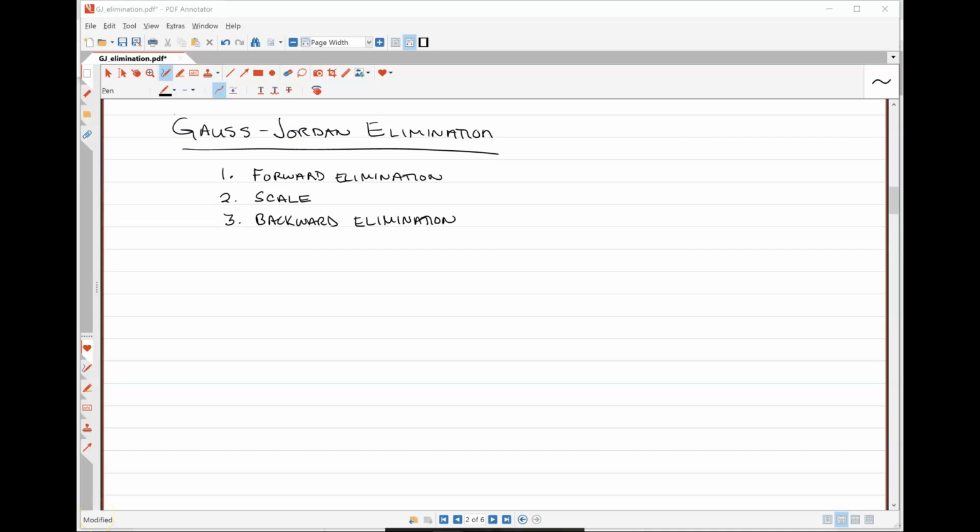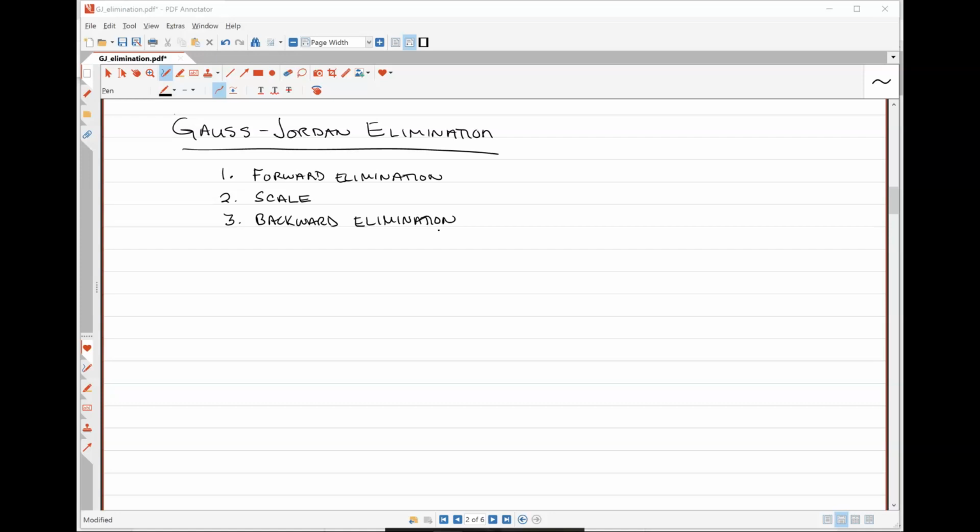In this video, we're going to see the full Gauss-Jordan elimination algorithm. And that algorithm has three phases, one of which we're familiar with from the last video on Gaussian elimination. And that phase is the forward elimination phase. So that's exactly what we did in the last video. Then we do some scaling, and then we'll do backwards elimination. And if you know forward elimination, backward elimination is basically the same thing.